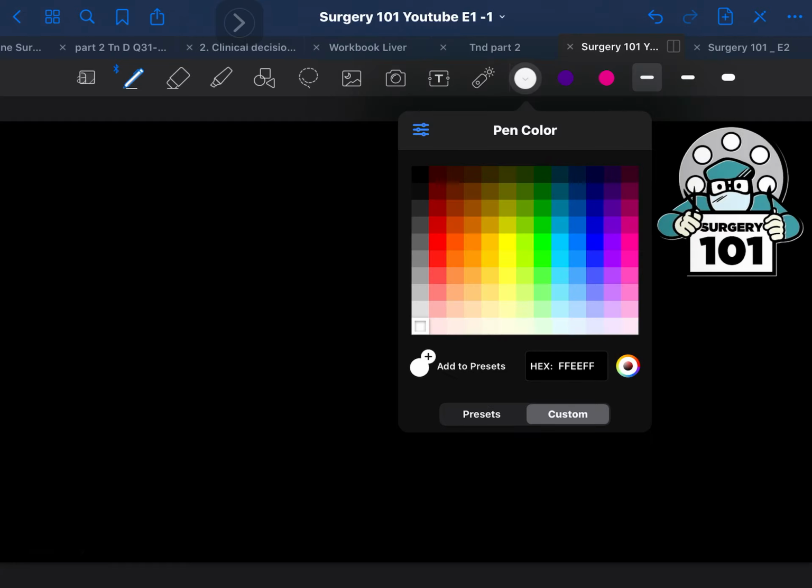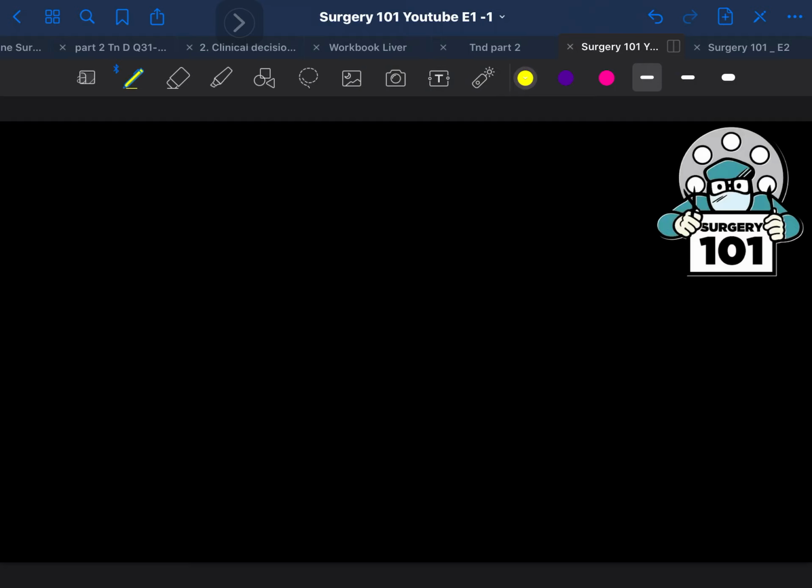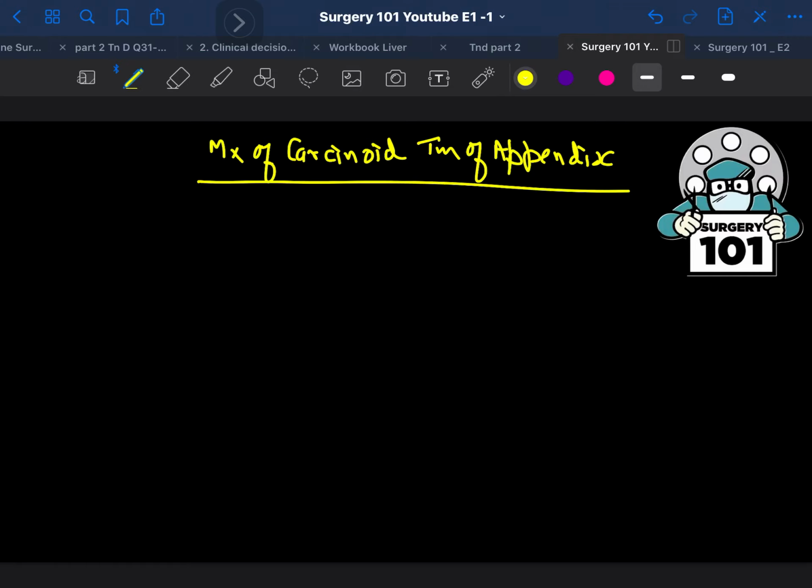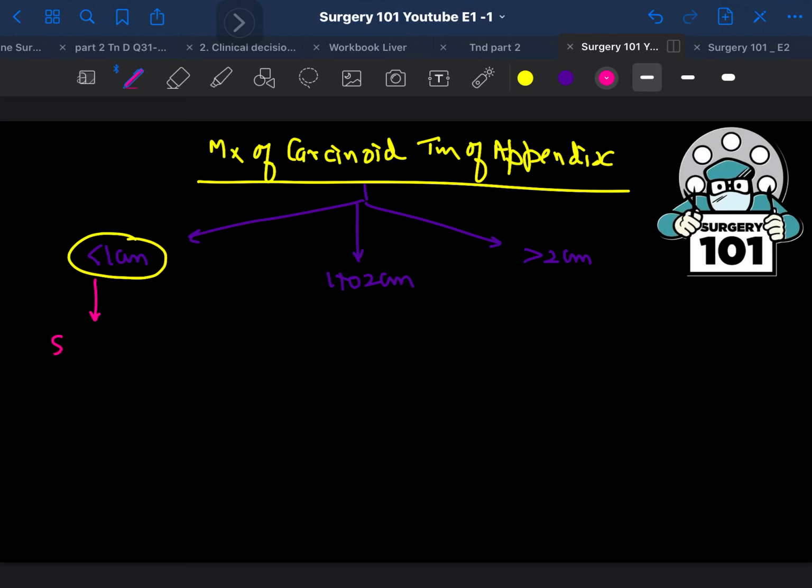So let us tell you about the management protocol of an appendiceal carcinoid. Management of carcinoid tumor of appendix. So what about this, guys? What you need to understand, the appendiceal carcinoid can be divided into less than 1 centimeter in size, more than 2 centimeters in size, and between 1 to 2 centimeters in size. So if there is a carcinoid tumor of appendix which is less than 1 centimeter in size, only simple appendectomy is enough.